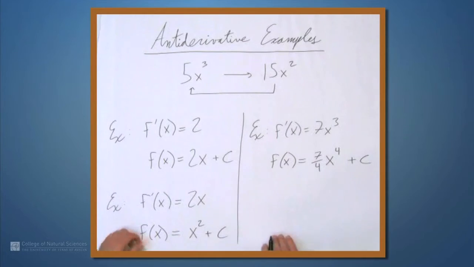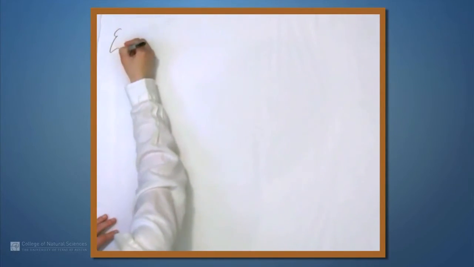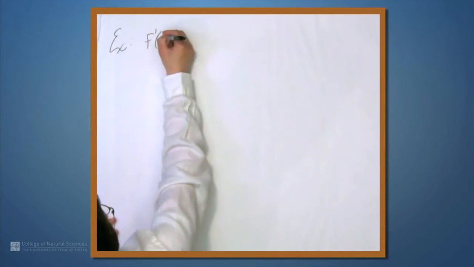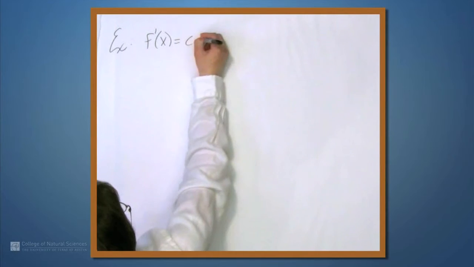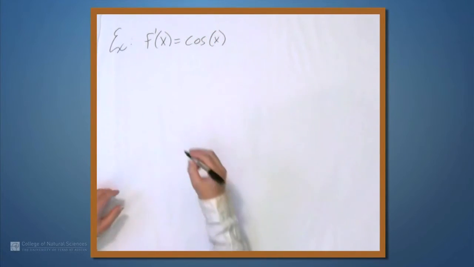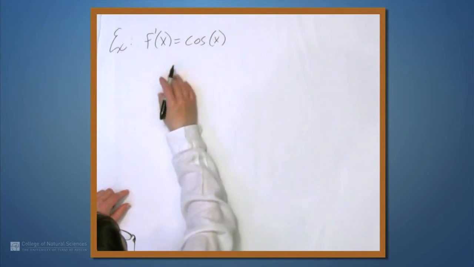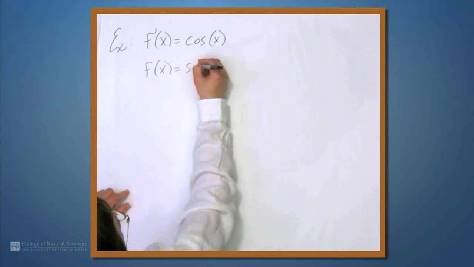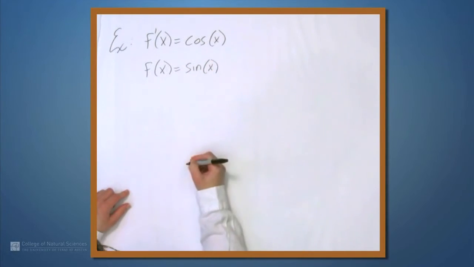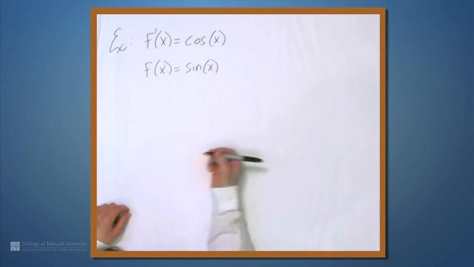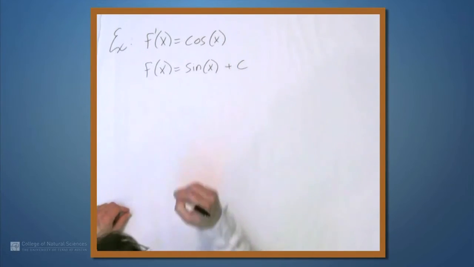Let's look at something different. What if f prime of x is cosine x? Well, once again, this is something familiar. We already think of cosine as being a derivative. It's the derivative of sine. So, sine of x is the antiderivative of cosine. Of course, don't forget the plus c.